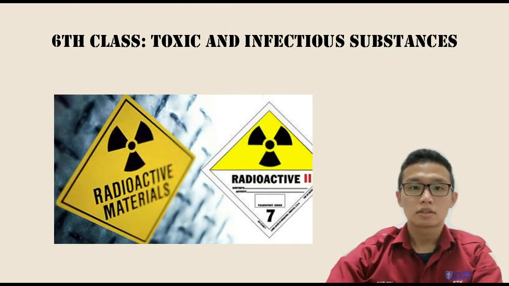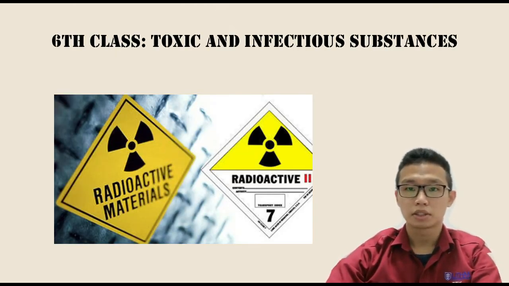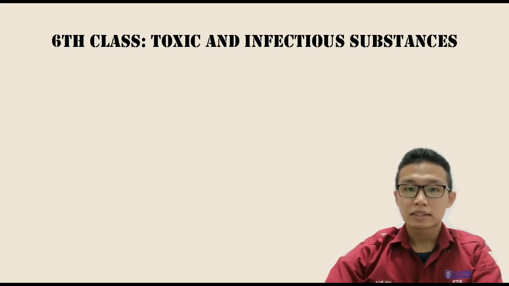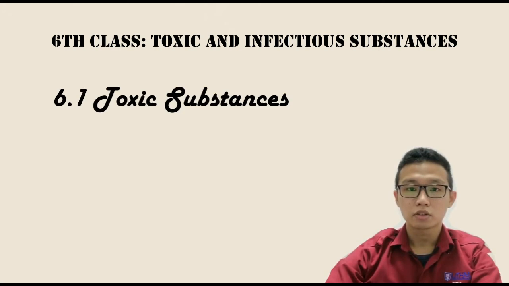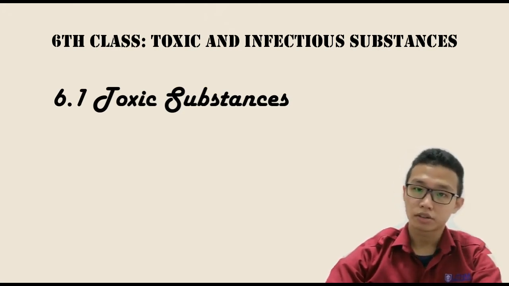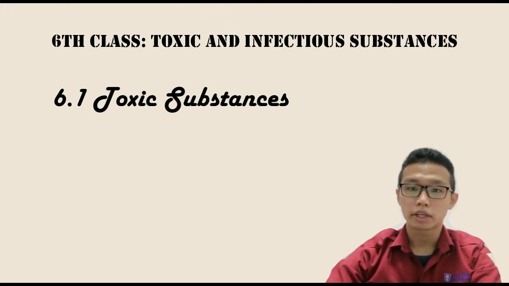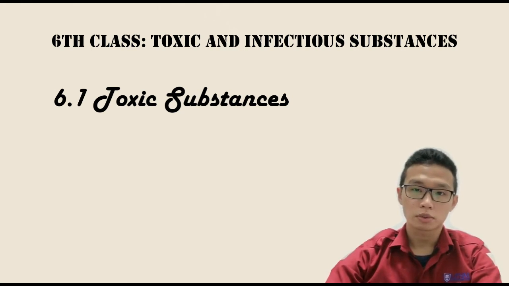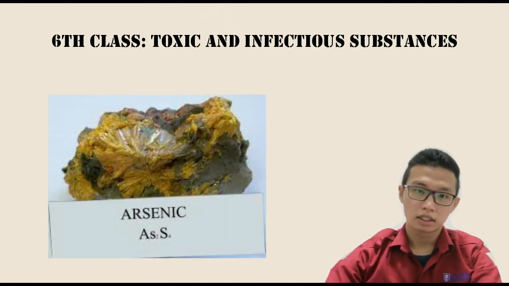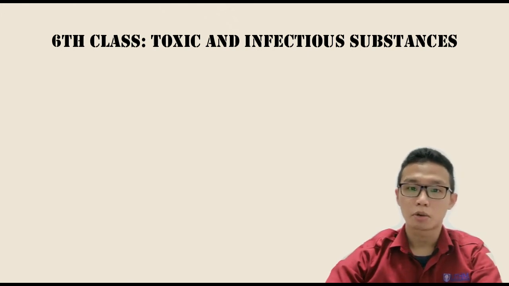The sixth class is toxic and infectious substances. So this class comprises two groups as well. The first group is toxic substances, which are liable to cause death or serious injury if swallowed or inhaled, or by skin contact. It is important to keep all toxic substances away from foodstuff. Many pesticides are toxic substances.